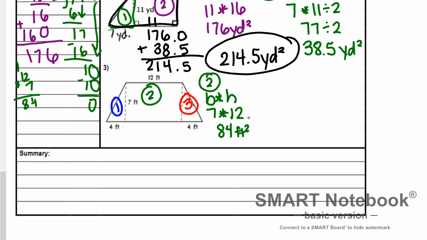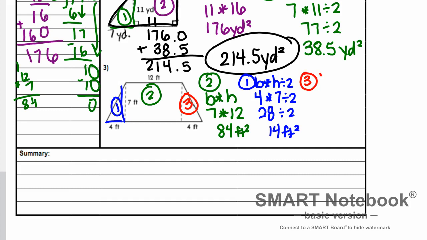feet squared. Then I've got shape number 1, a triangle. Base times height divided by 2. I've got base of 4, height of 7. 4 times 7 is 28. 28 divided by 2 is 14 feet squared. Shape number 3, also a triangle, base times height divided by 2. We've got our base of 4. Height is not labeled, so we look to the other side. So if this is the right side, we look to the left side, and it is a 7.